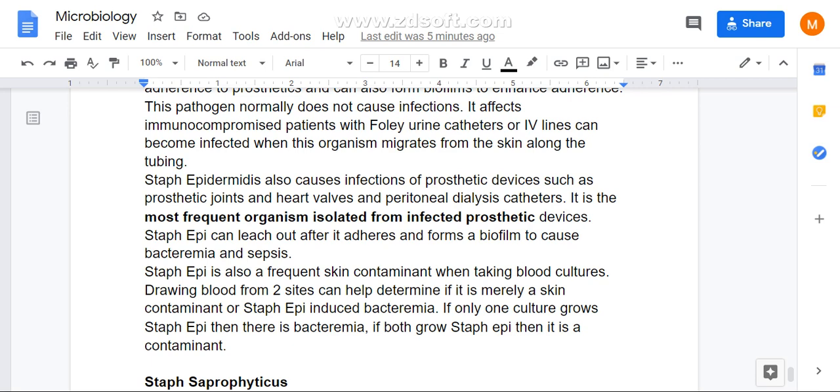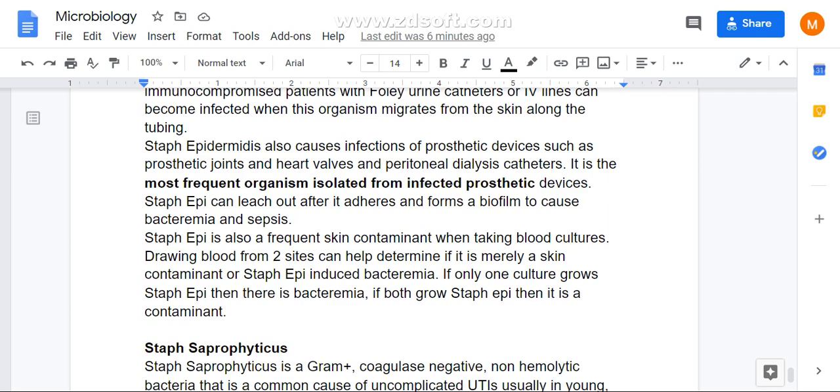If you think that you might have a Staph epi bacteremia happening, you want to draw blood from two sites, right? So you can draw blood from, say, the arm and the leg, and you can determine if it's merely a skin contaminant or it might be Staph-induced bacteremia. So if only one culture grows, then it's bacteremia. If both grow, then it's a contaminant.